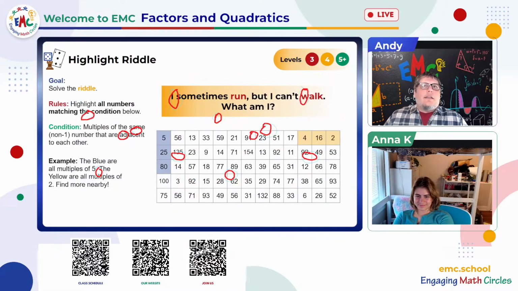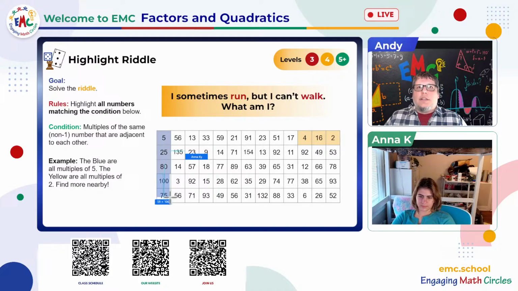Okay, one more. It's got a bit of math in it, but it is fun. I sometimes run, but I can't walk. What am I? A river is a good guess. To figure it out, we have to highlight multiples that are next to each other. So 5, 25, 80 are all multiples of 5. What other multiples of 5 are there? 175, 135. That's not a letter yet.